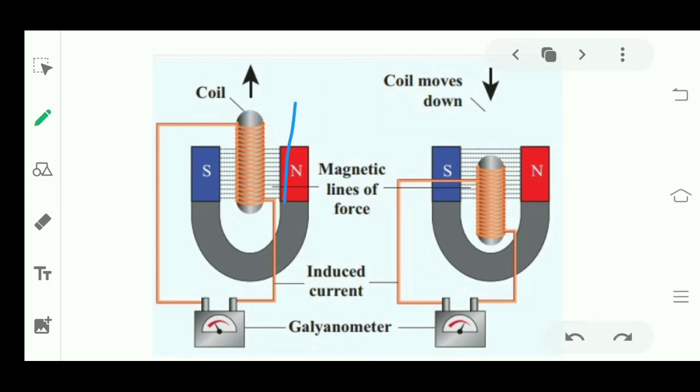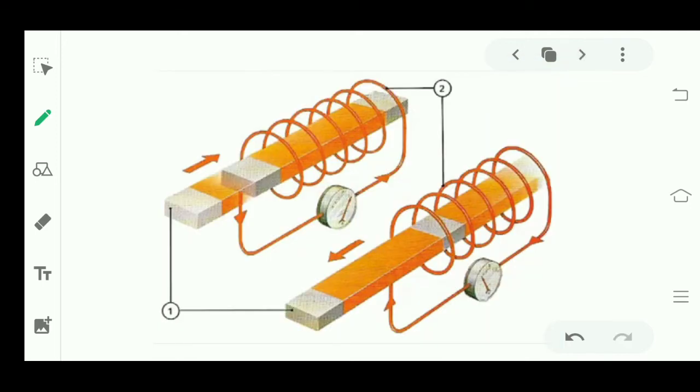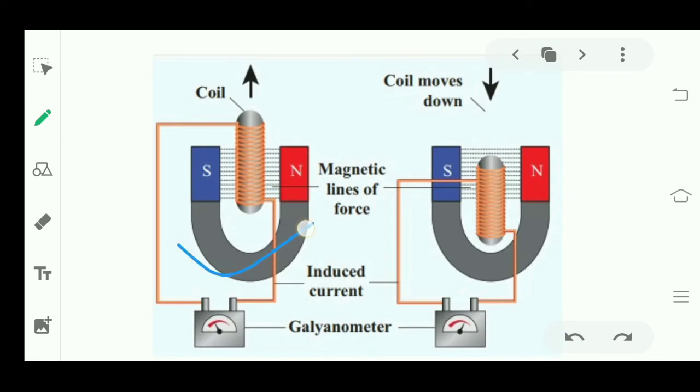And one more important thing: I told you about two methods of inducing current, by moving the coil or by moving the magnet, right? But practically, when you do the practical, the most convenient method is to move the coil around the magnet. So let's go further. Now what if I replace this magnet with a coil?